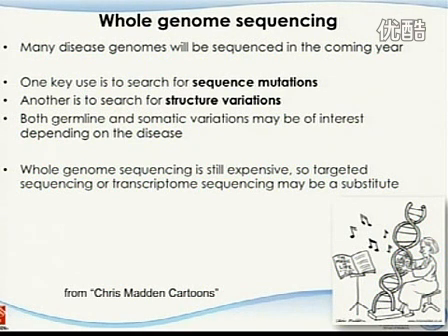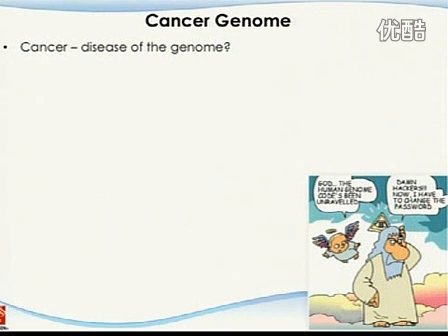And sequencing 1,000 people is still very expensive, right? So far, only 1,000 genomes have been sequenced, and it has been a big push. So whole genome sequencing for many disease applications is not really possible. Therefore, targeted sequencing or transcriptome sequencing may be a substitute. It's a good thing to go with, okay?